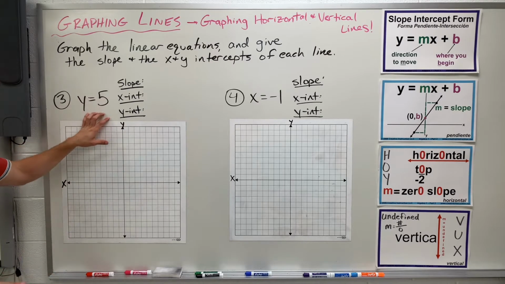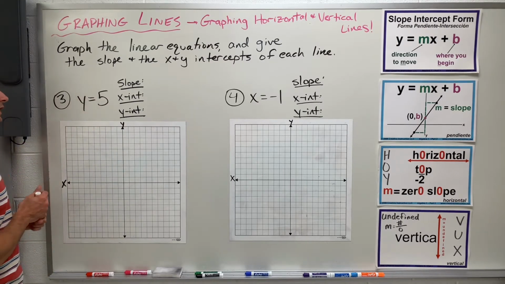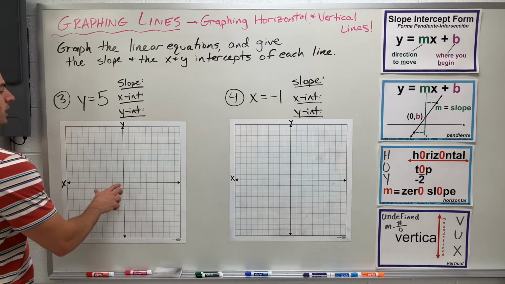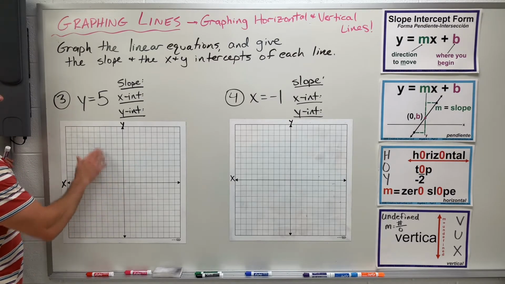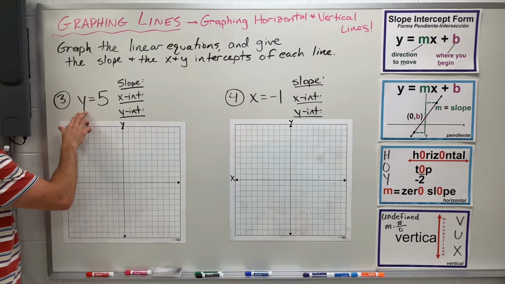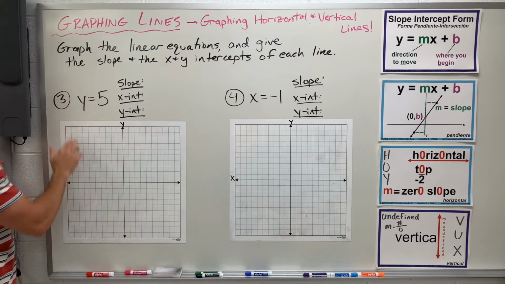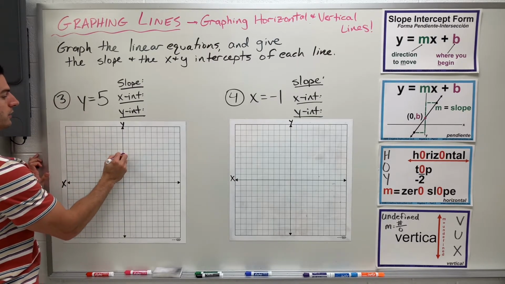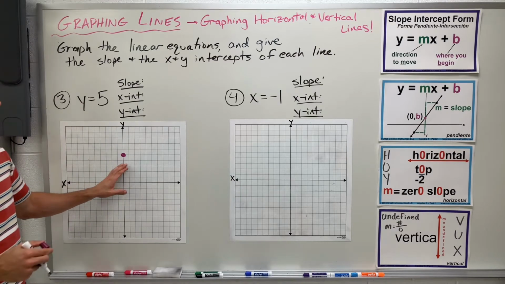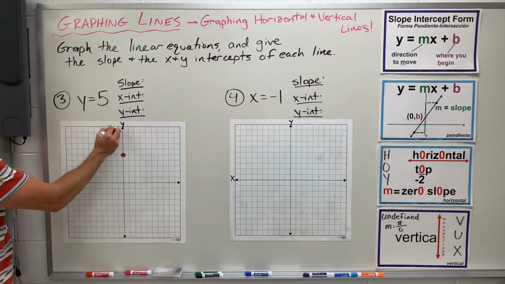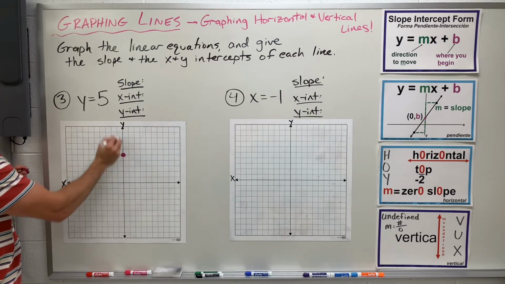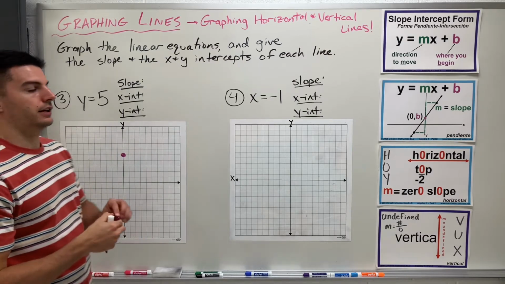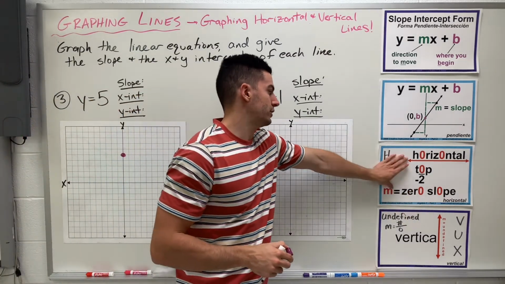So number 3 here, y equals 5. Y equals 5. So what does that mean? Well, that means I'm going to go to positive 5 on my y-axis. Okay, positive 5 on my y-axis. I'll make a point there. That's where you start. And then again, this is where it's helpful. Is this going to be a horizontal line or a vertical line? Okay, again, this is where it's helpful to remember the acronym HOY.